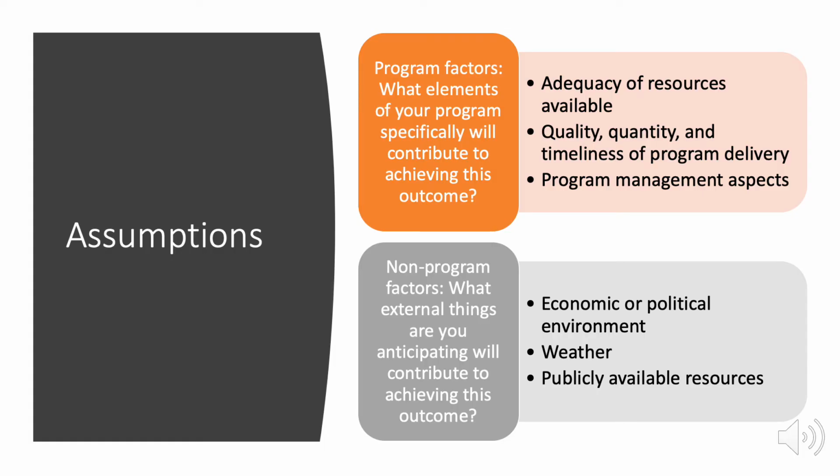It's going to vary a lot depending on what the outcome specifically is for your program. So we categorize assumptions into the program factors and the non-program factors. For the program factors, the question is really what elements of your program specifically contribute to this outcome. So not what the overall program is doing, but how is it related to this outcome in your outcomes chain. What you include here is going to vary depending on what the program is and what specific outcome you're speaking to. But it could involve adequacy of resources. It could involve quality, quantity, or timeliness of the program delivery. Other aspects of program management might be relevant.